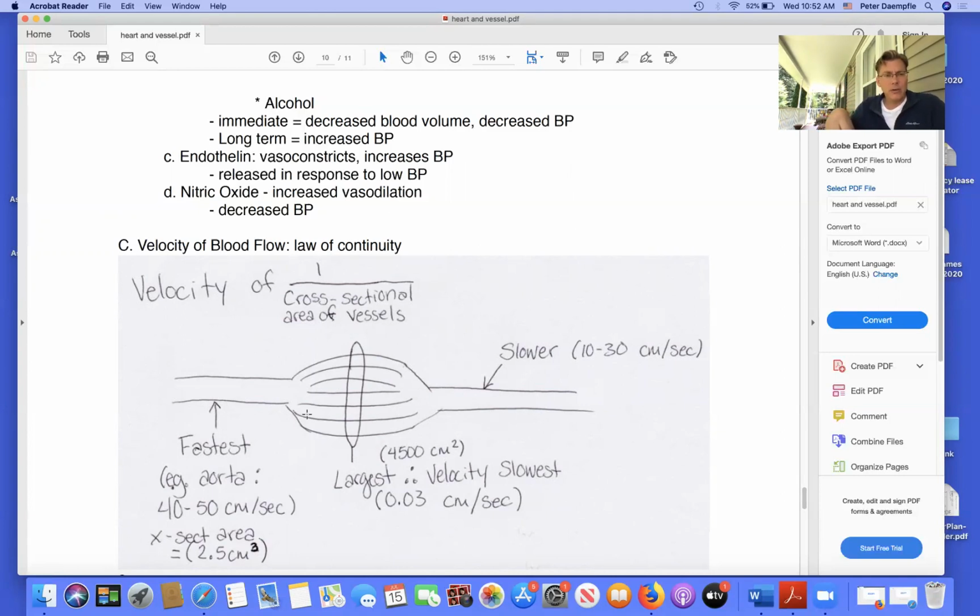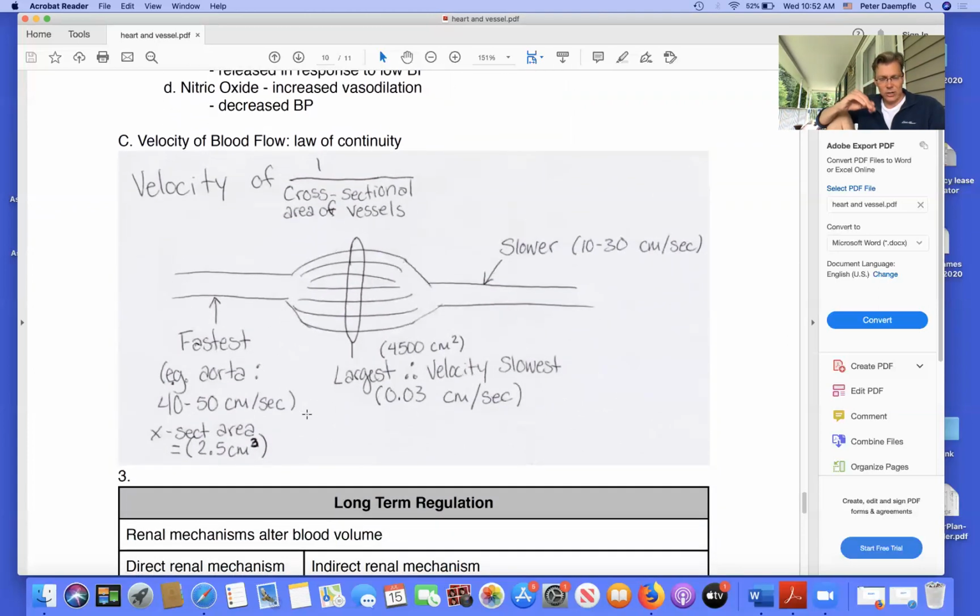Endothelin and nitric oxide are two chemicals that vasoconstrict and vasodilate. Endothelin is a chemical made by the blood vessel itself that detects its own blood vessel pressure and causes vasoconstriction. The increase in blood pressure that happens is a response to low blood pressure. So you have a nice negative feedback going on with endothelin. Nitric oxide increases vasodilation. So more vasodilation decreases the blood pressure. So these two act antagonistically to each other.